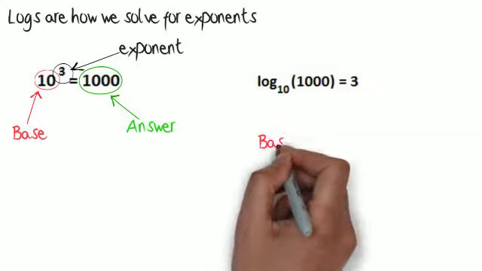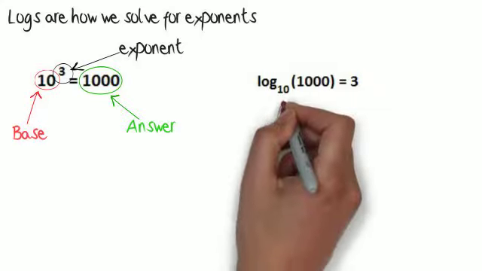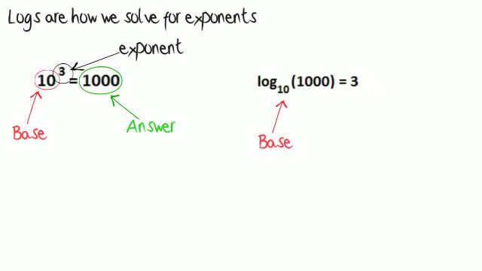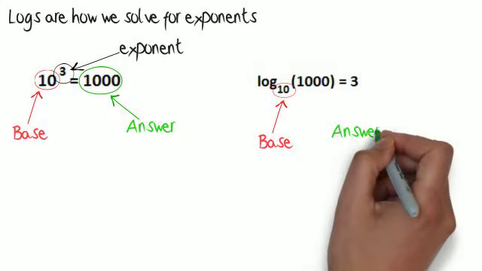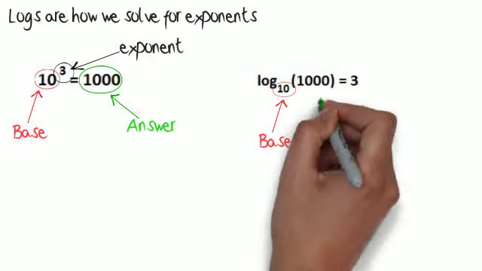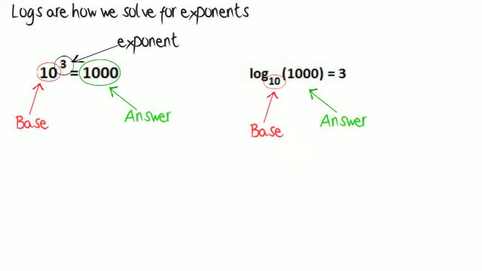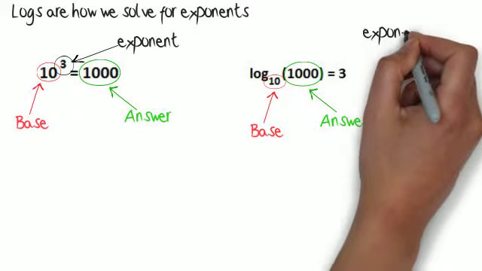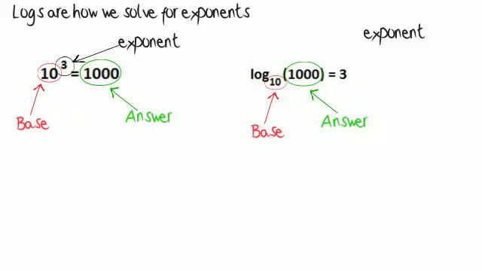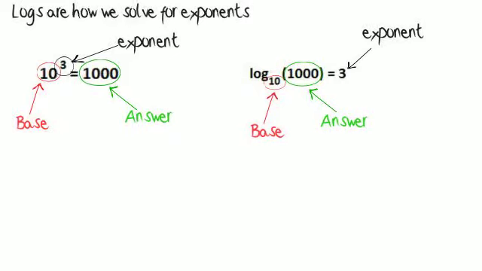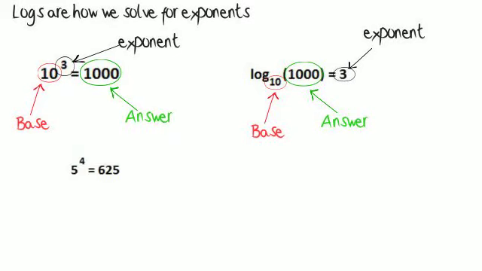Well, in a logarithmic function, you're going to have the same three components. You're going to have a base, which is the 10. You're going to have an answer, which is 1,000, and you're going to have that exponent, which is 3. But what we do in a logarithm is we're actually solving for the exponent of the exponential function. So log base 10 of 1,000 is equal to 3.